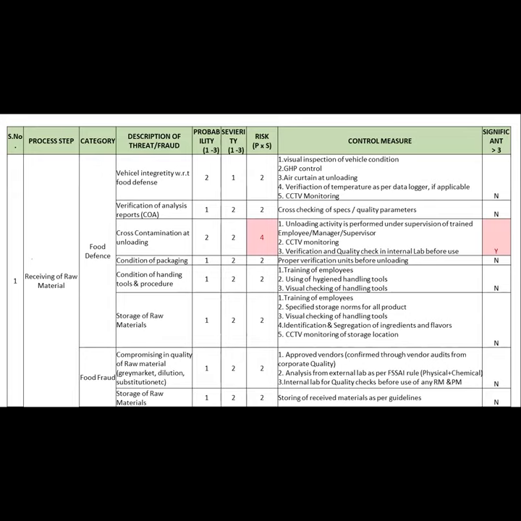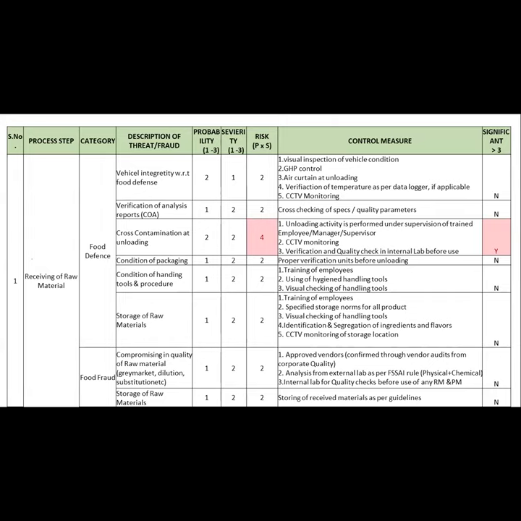If the risk is lower, then we should check our control measures to reduce those parameters so that it is not a risk. For example, vehicle integrity: how do we confirm the vehicle is intact and not tampered? We have control measures like visual inspection of vehicle condition, good hygiene practices, and an air curtain so that no pest can enter with raw material into our factory premises. We verify temperature if the product is temperature controlled, if applicable. CCTV monitoring is there to check that every bag is the same, with no tampering or any vulnerability or defect in the product.